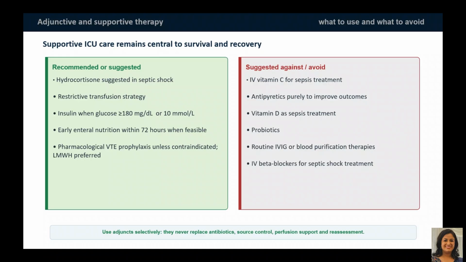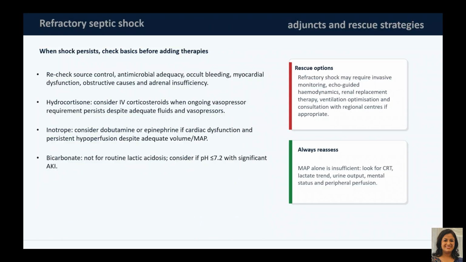Other than that, there are things that we should avoid. Vitamin C is not routinely given to these patients, and antibiotics are usually not given to improve the outcome. Also vitamin D, probiotics, and even routine IVIG and blood purification therapies, and IV beta blockers for septic shock treatment are discouraged in the guideline.